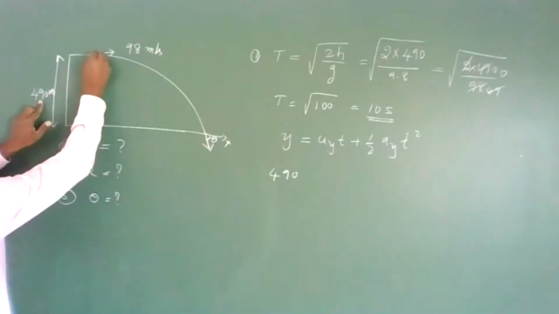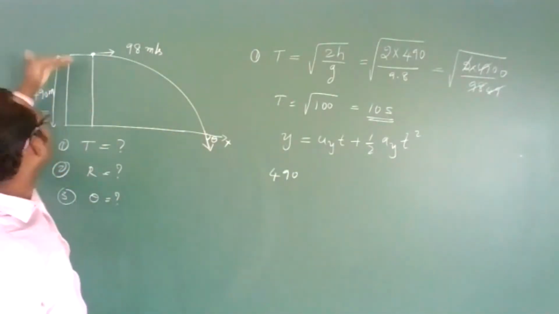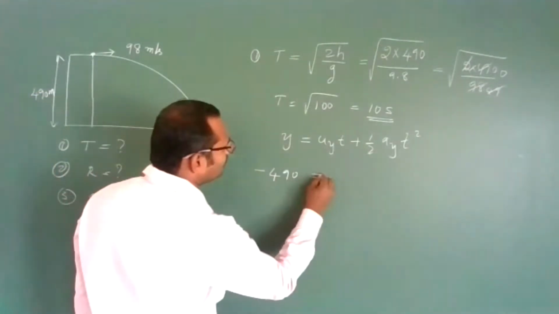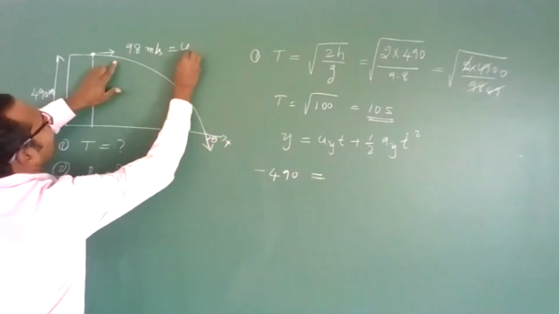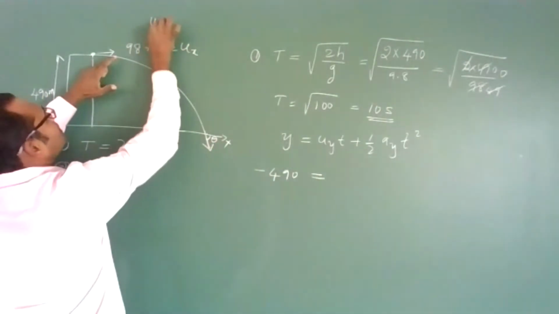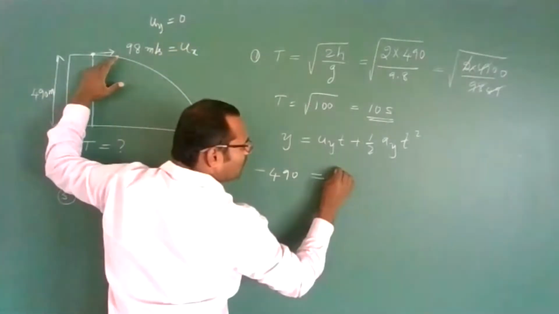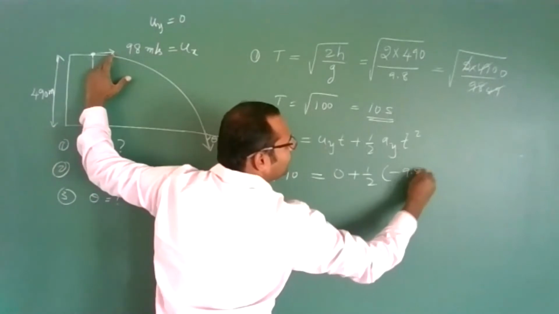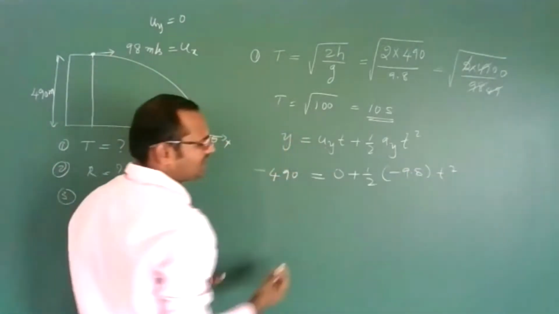But from where you are projecting, there you need to consider the origin. Downward direction is negative. So minus 490 is equal to, because this is a horizontal velocity, vertically we are not given any velocity. Vertical velocity is 0 here. So 0 into time is 0, plus half into g value, minus 9.8, into t squared. You will get the same answer.